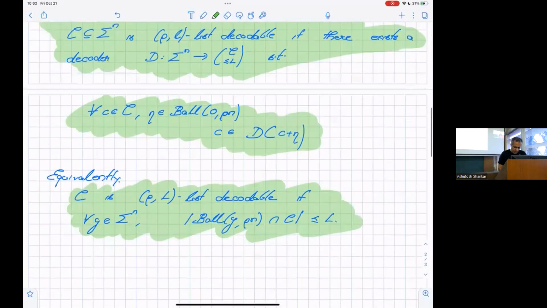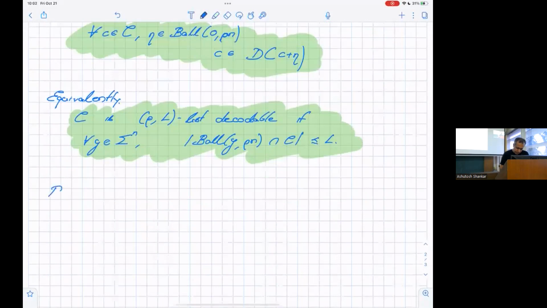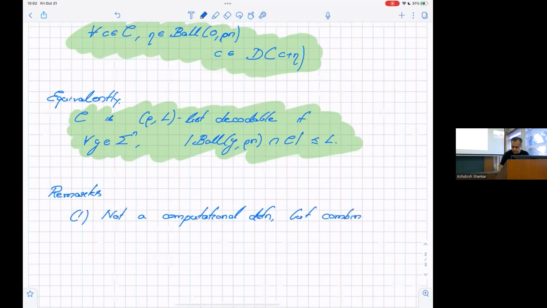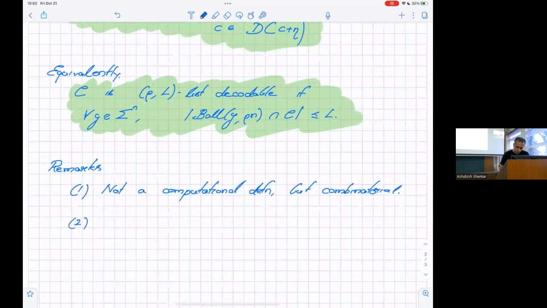A couple of remarks are in order. One, this is not a computational definition, it's a combinatorial one. Even more, is it a reasonable definition? And there are several answers to it.